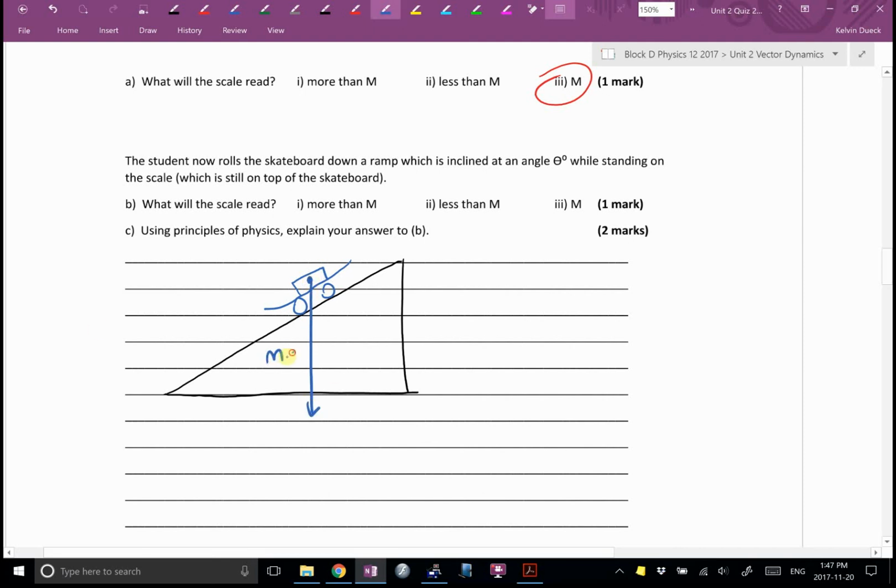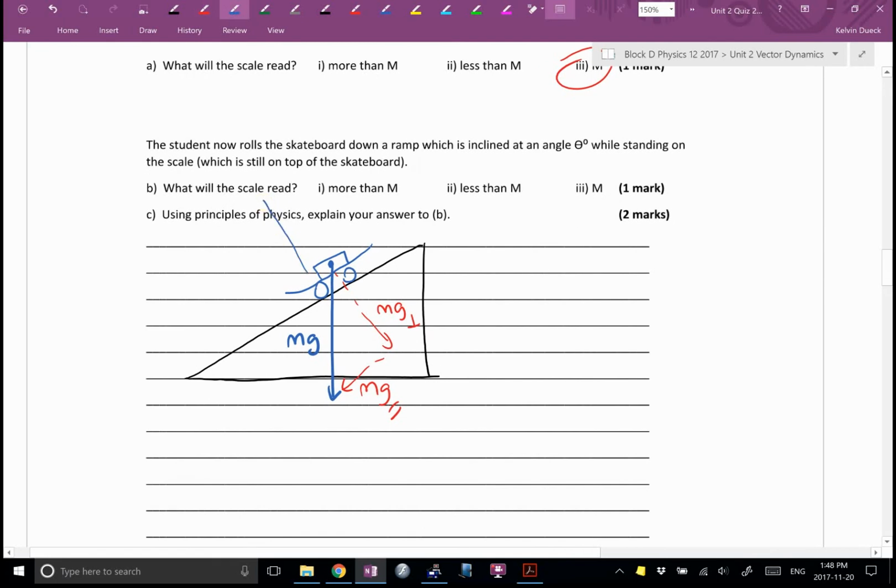MG. Components. MG perpendicular, MG parallel. I got them mixed up and backwards, Mr. Dewick. Don't do that. MG, you said perpendicular, but you wrote parallel. That'd be silly. Wow, that suddenly moved on me. Normal force. Why is 3 the correct answer?